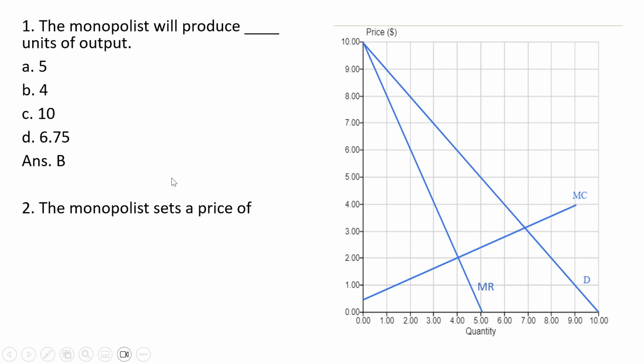Answer B. The monopolist sets a price of, we're going to take this 4 units of output and move it up to the demand curve right here vertically, come across, and the monopolist will set a price of $6 per unit. So question 2, the monopolist sets a price of $6. Answer A.